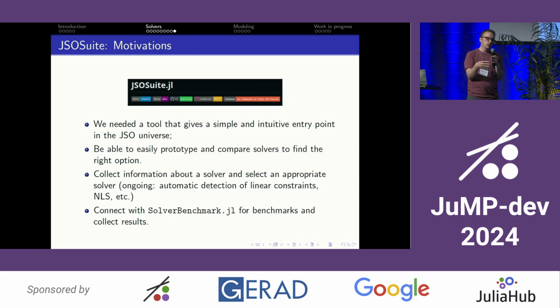So this package will help you find the right solvers, hopefully, and we are trying to add automatic detection of some structure of your problem, to detect, let's say, whether it has linear constraints, whether it is a nonlinear least-squares problem, and so on and so forth, okay? So essentially, with JSOSuite, you don't have to know all the packages that live in the JSO universe. You can just use this to solve your problem, okay? And connected with SolverBenchmark, you can run benchmarks, collect results, print performance profiles, and so on and so forth.